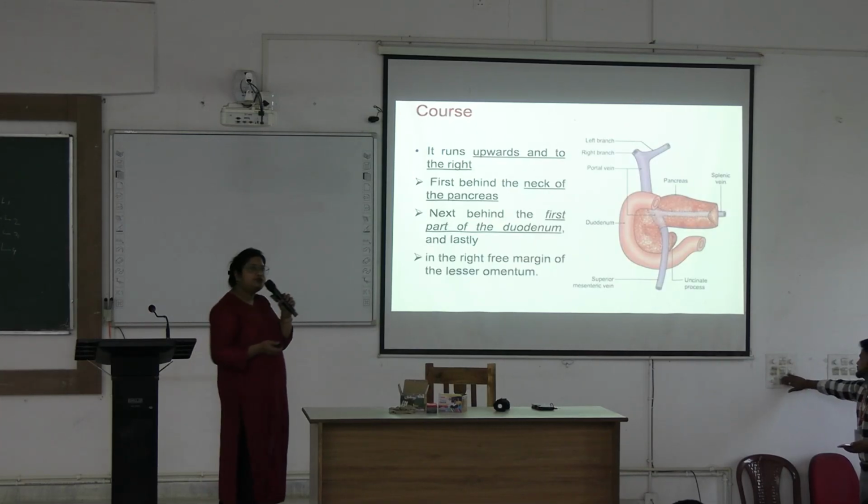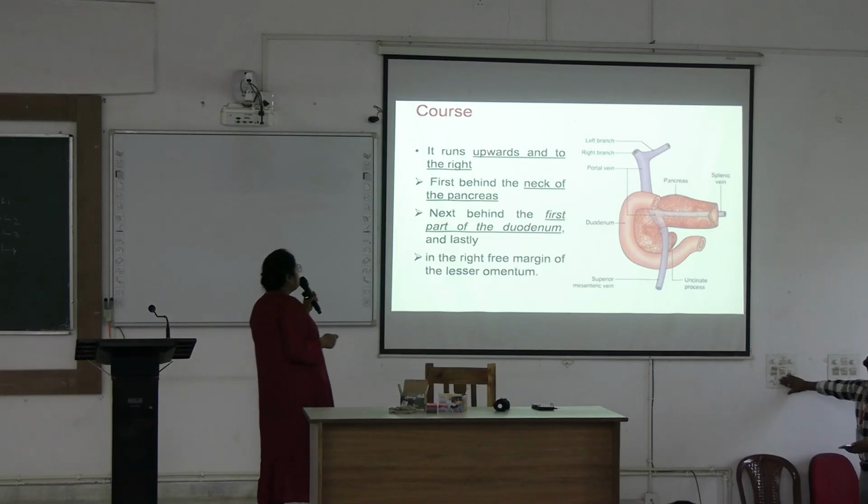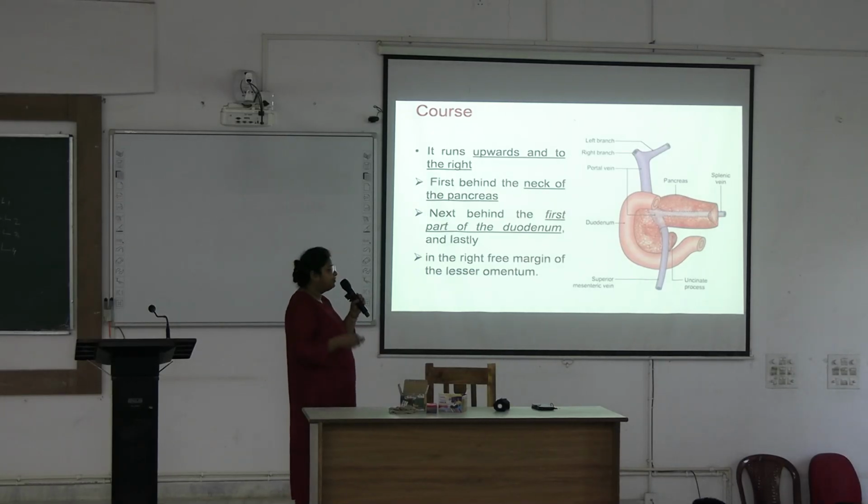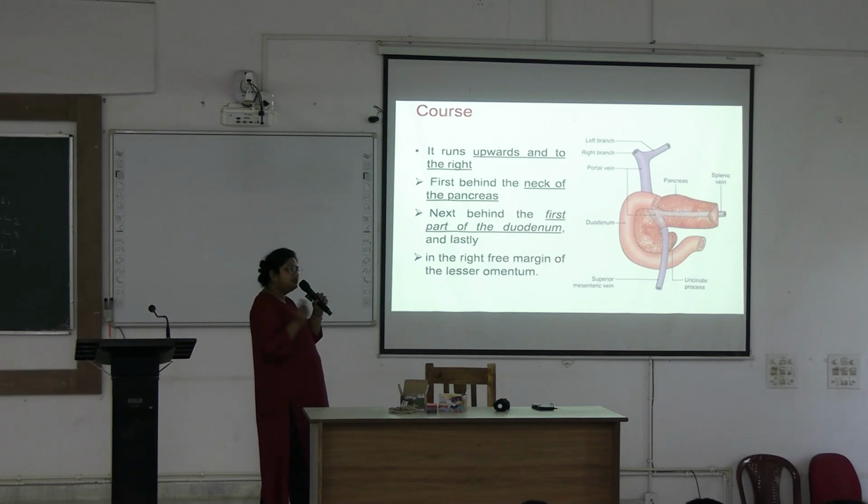Next, we are going to the course of the portal vein. It runs upward and to the right. See, here is the formation. This is pancreas, this is duodenum, head, neck. Behind the neck, here is the formation by joining of two veins. This is splenic vein and this is superior mesenteric vein. Yesterday, we have discussed splenic vein and splenic arteries. So, here is the splenic vein joining with the superior mesenteric vein to form the portal vein. Then it is ascending upward and towards the right and dividing into two branches before entering through the porta hepatis.